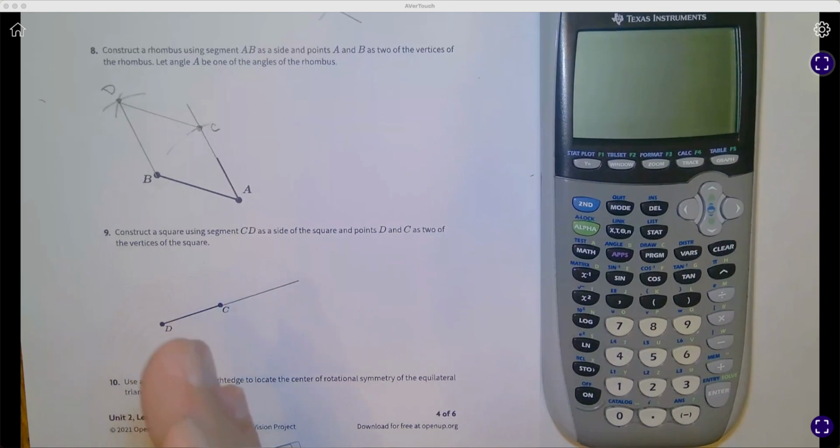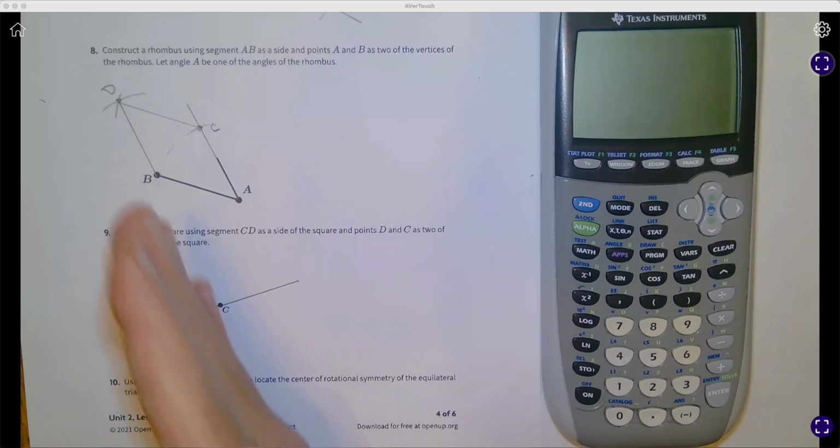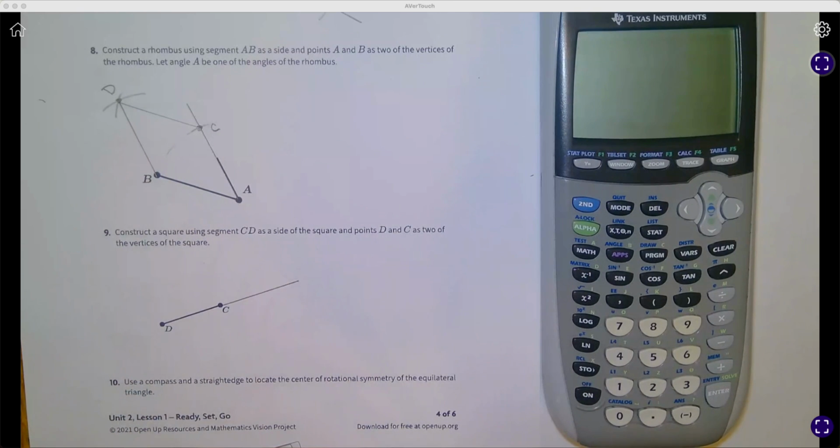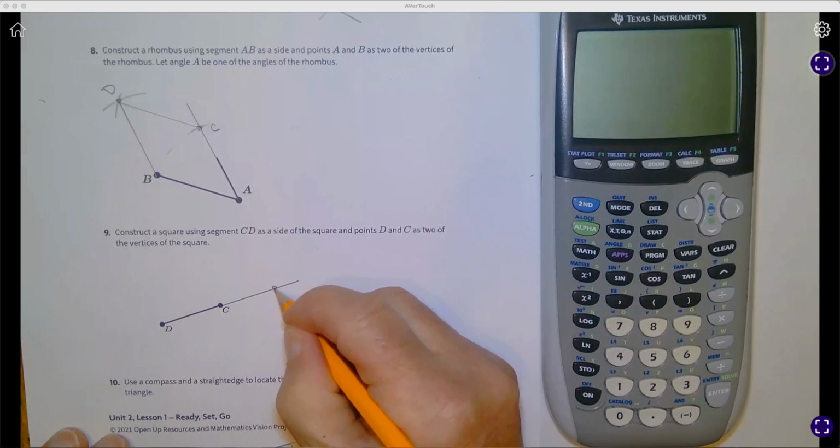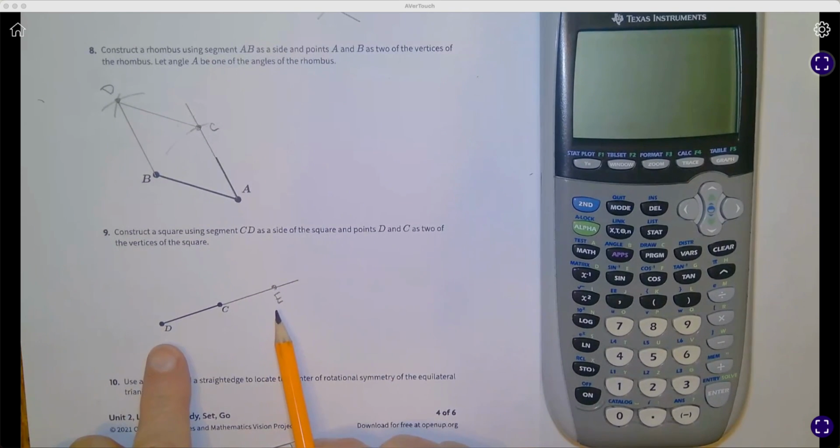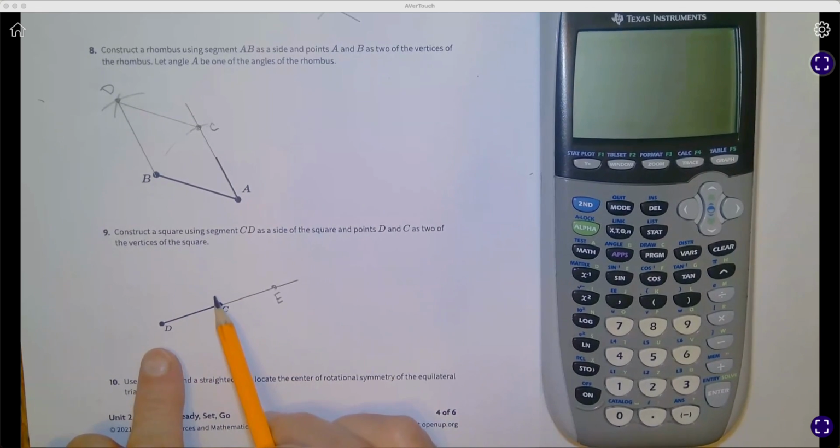Now, I'm going to make C the midpoint of a line segment. And I'm just going to call this E. All right, so I'm going to make C the center of line segment DE. And then I'm going to create this perpendicular bisector. Perpendicular means 90 degrees. So that's what I'm going to do first. I'm going to create this leg CB.